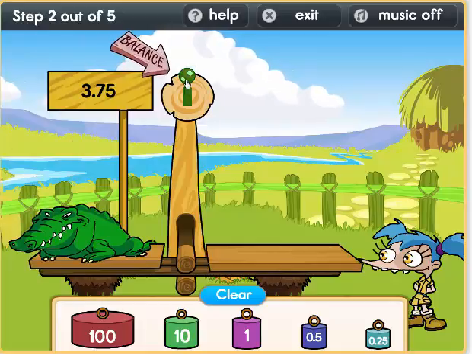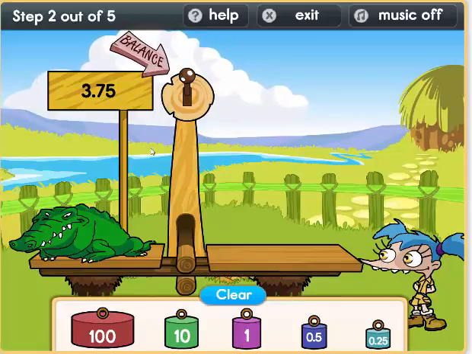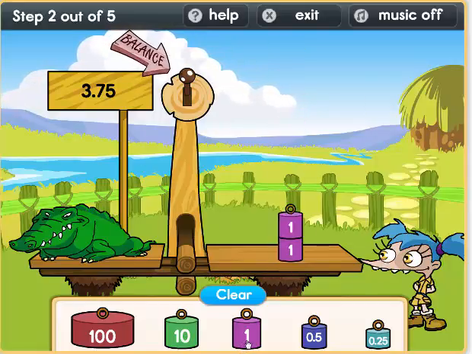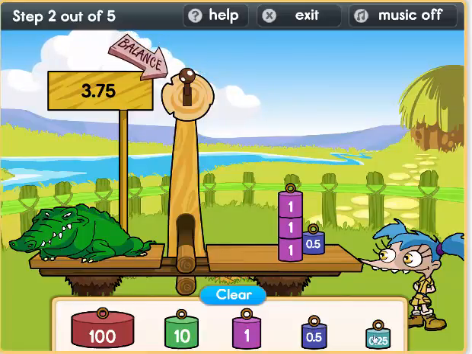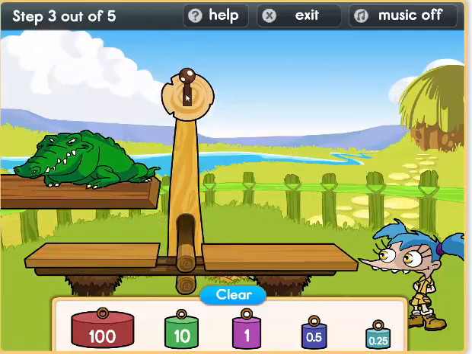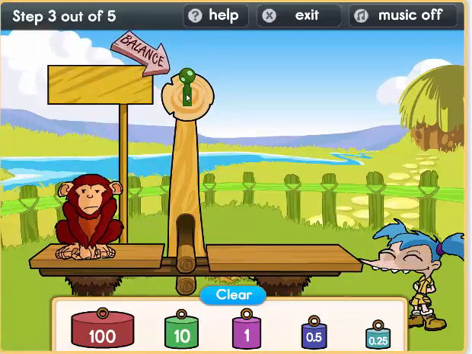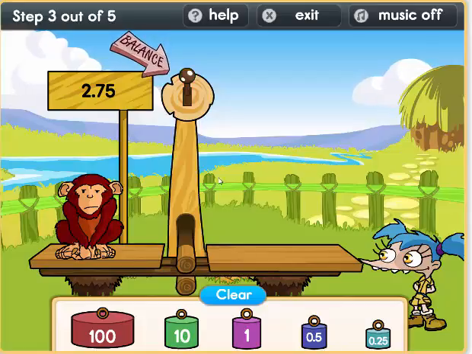Okay, Mr. Alligator. He weighs 3.75. So let's tackle, let's do the 3. So we do 1, 2, 3. Now we need 75. So we have 0.5 plus 0.25 equals 75. Okay, now we have the monkey, which weighs 2.75.